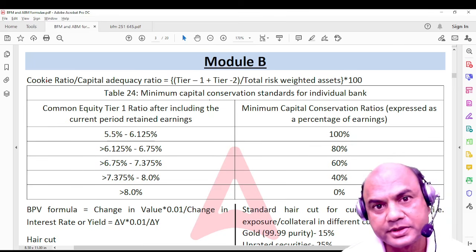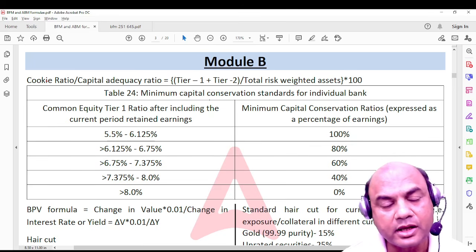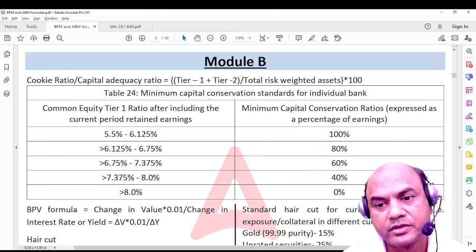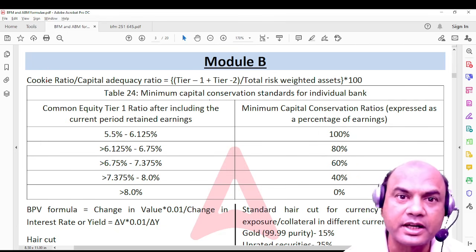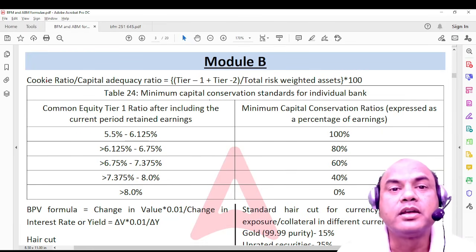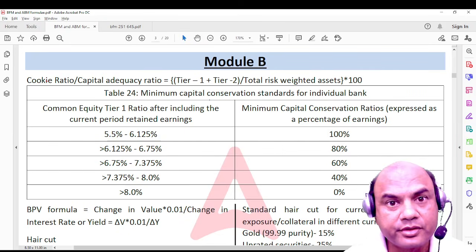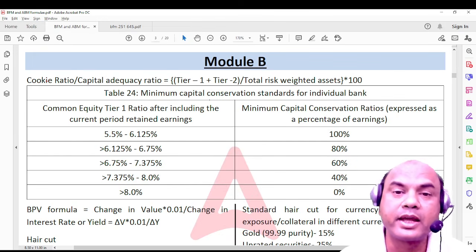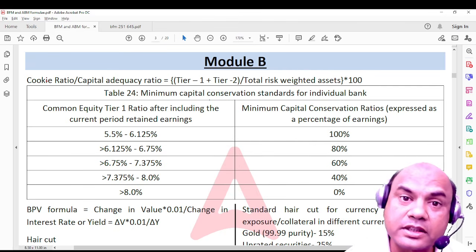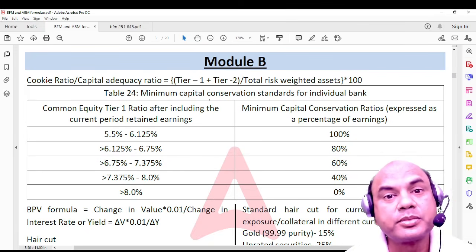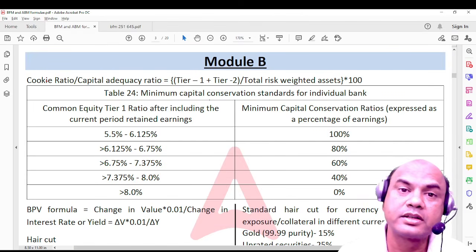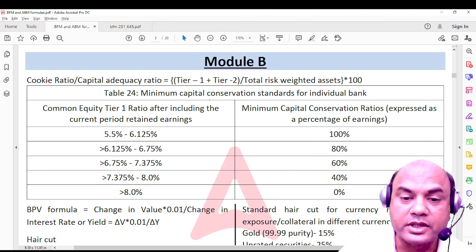RWA has three parts: credit RWA, market RWA, and ops RWA. RWA means risk weighted asset. What do you mean by risk weighted asset? Whatever loan you have, if you have a haircut factor, apply the haircut factor to the collateral and reduce the collateral. If you have the haircut factor for the loan, apply it and increase the loan. Kindly note, the haircut factor is to be increased for loans and decreased for collateral. So this is Cook's ratio.